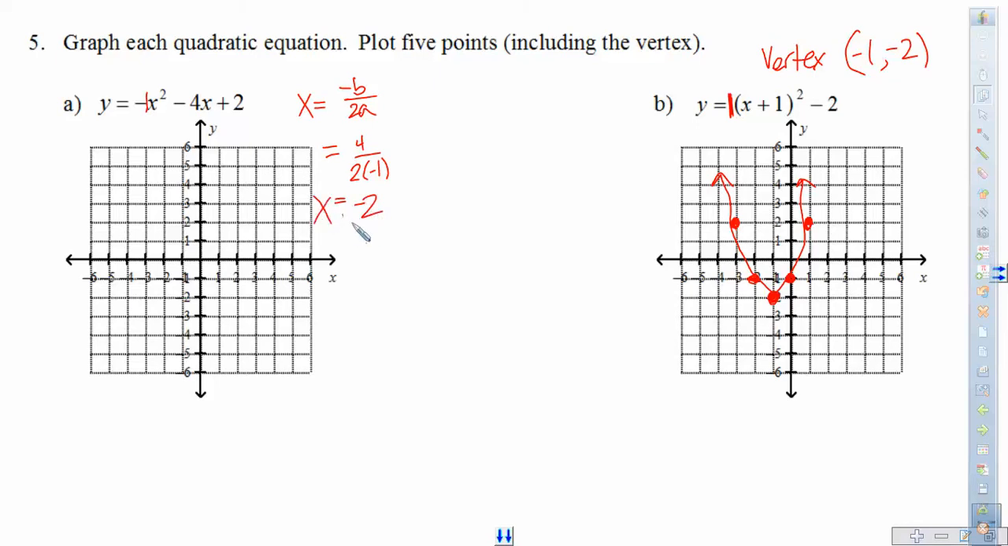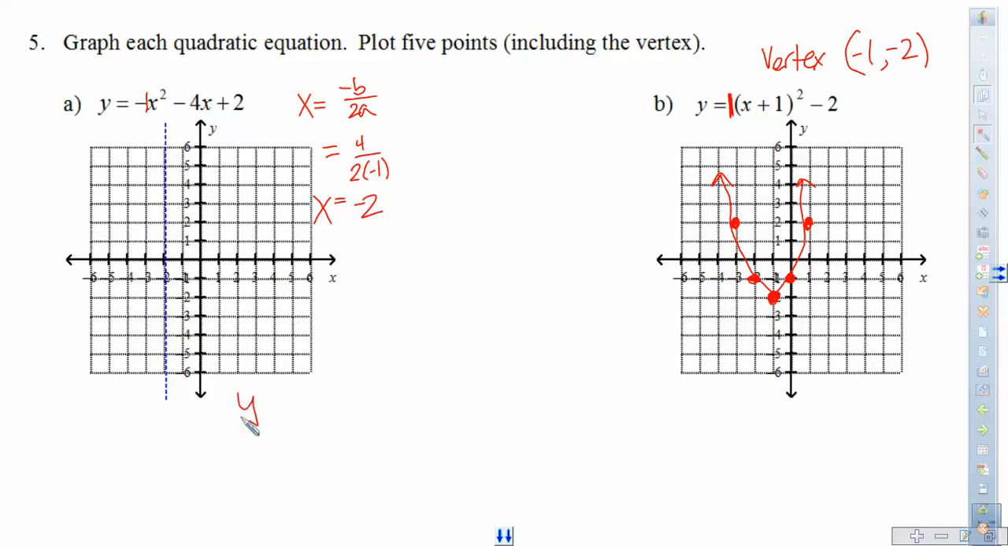X equals -2. So here's what I would know. My axis of symmetry right over here at -2. There it is. What I don't know is where the vertex is. So, same sitch. Let's plug in that -2 and find that vertex.